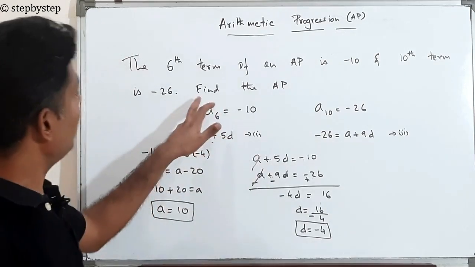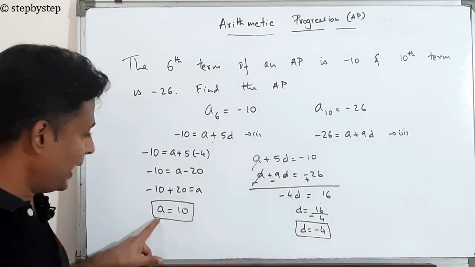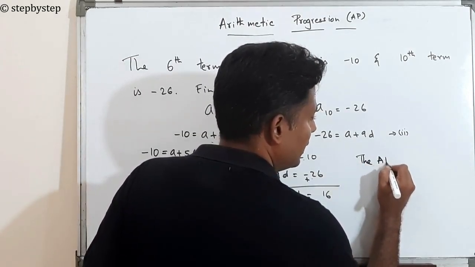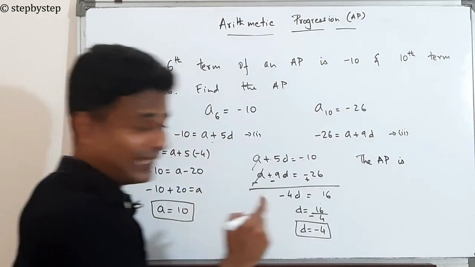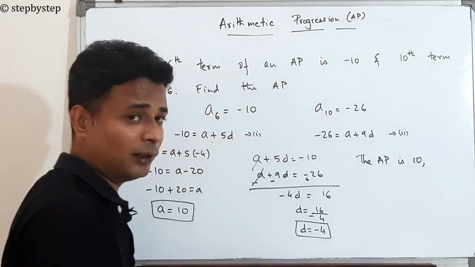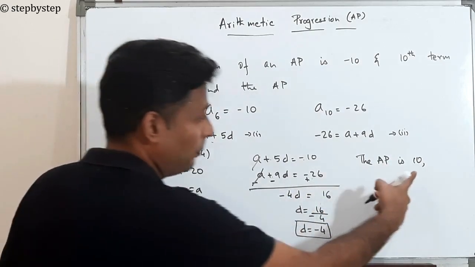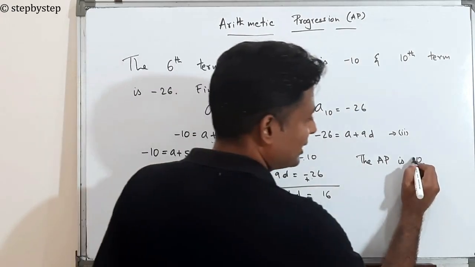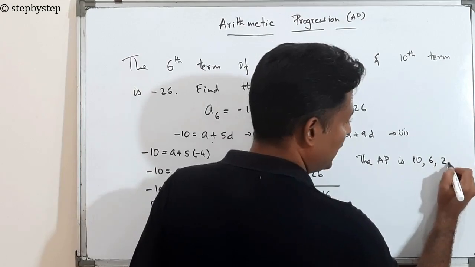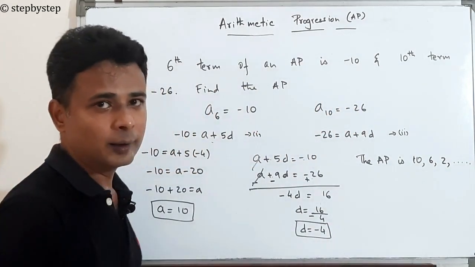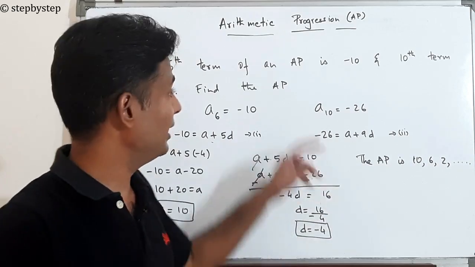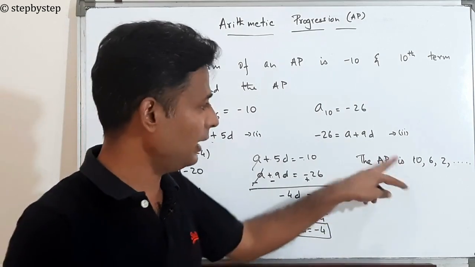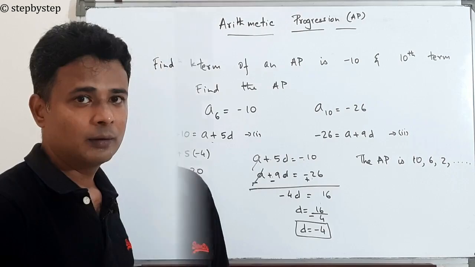Alright, but what is the question? They have asked us to find the AP. Now we have found A, we have found D. A is the first term. So the AP is, first term is 10. How will we get the second term? A plus D. So 10 plus minus 4. It's a decreasing AP. How much is it decreasing by? 4. So the next term will be 6. The next term will be 2 and so on. So whenever the question is to find the AP, always find the first 3 terms. If you know A and D, you can easily do it.